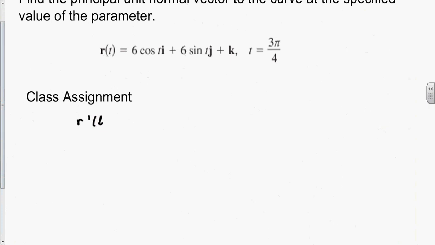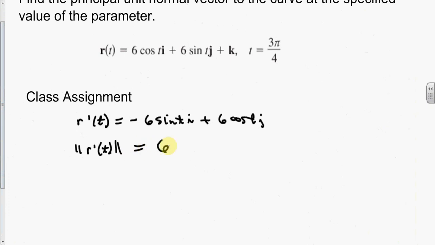So r prime of t is negative 6 sine t i plus 6 cosine t j. And then the norm of r prime of t. When it's a circle like that, you see that the norm is just going to be 6, right? Because of the nature of that sine, that cosine. So the tangent vector, we're just dividing r prime by its norm, so that's just negative sine t i plus cosine t j.